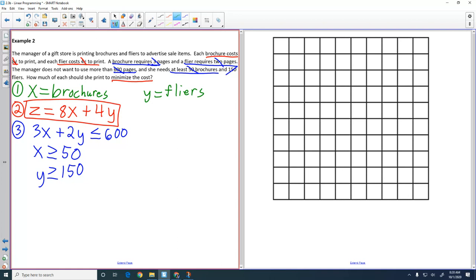We'll subtract the 3x. That gives us 2y is less than or equal to 600 minus 3x. And then to get the y by itself, we'll just divide by 2. But you have to divide every term by 2. So y is less than or equal to 300 minus, now since 3 doesn't divide by 2 evenly, we just leave this as a fraction, 3 over 2x. And that is great because remember, that's the slope. Slope is rise over run. So I know I'm going to go down 3, right 2.